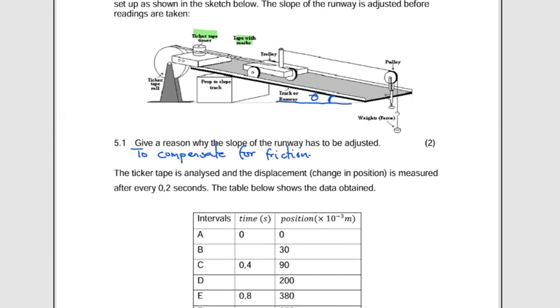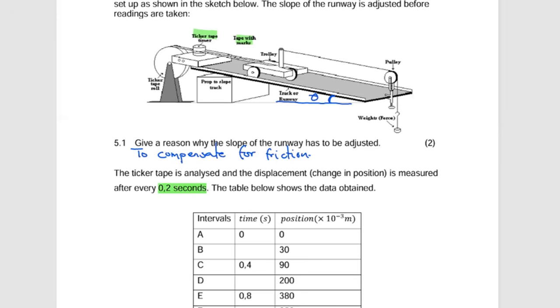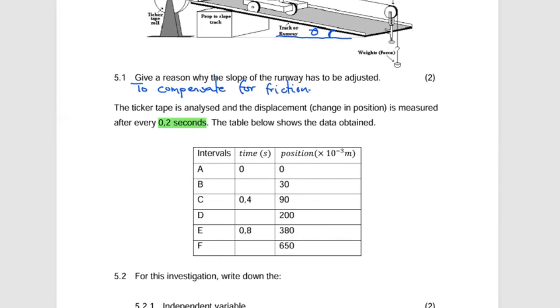The ticker tape is analyzed and the displacement, which is the change in position, is measured after every 0.2 seconds. And then the table below shows the data that has been obtained, right? So it means measured after 0.2 seconds. Every 0.2 seconds we are measuring it, right?